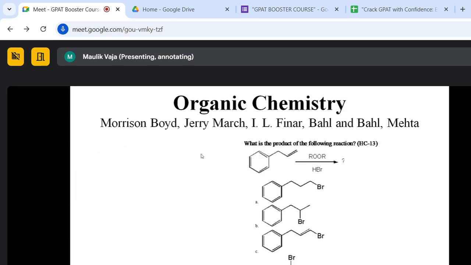Another question. We have not covered this, but this is a very simple question. What will be the product in this reaction? We have not covered it, but we will discuss it in this MCQ only.